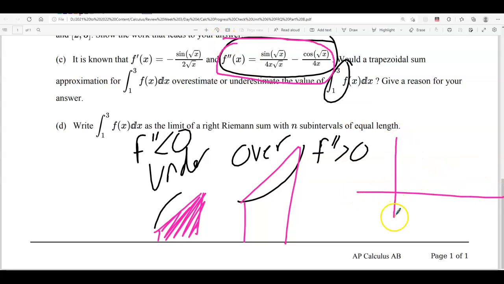If on the interval from 1 to 3 the second derivative graph is up here, that means it's positive. If the second derivative is above the x-axis, it's positive, which means the function is concave up, which means the trapezoidal estimate is an overestimate. But if my second derivative is down here, then it's negative, which means my function is concave down, which means the trapezoidal sum gives me an underestimate.